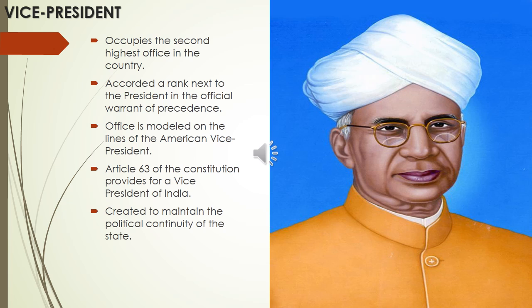So there is no participation of the state legislative assembly members. Only the Lok Sabha and Rajya Sabha members participated. So this office has been created to maintain the political continuity of the state. The Vice President occupies the second position next to the President. He was given a more important status next to the President.